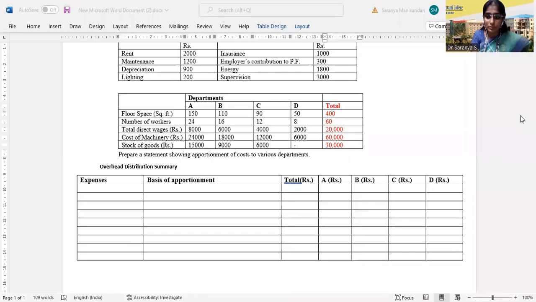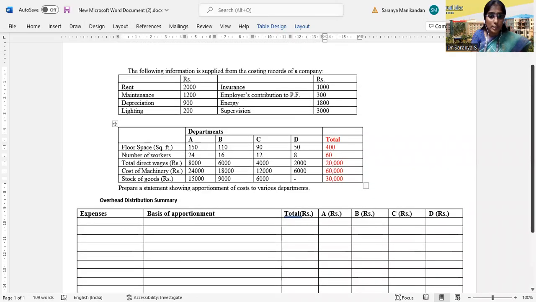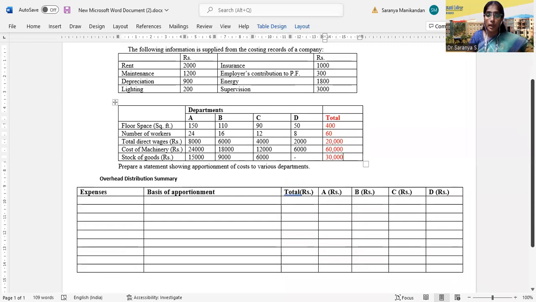Okay, so now we will see one sum. Here you can see the question. The following information is supplied from the costing reports of a company: rent, maintenance, depreciation, lighting, insurance, employer's contribution to PF, energy, supervision. These are the indirect expenses which should be apportioned on some suitable basis. When I say rent, it cannot be allocated, correct? It should be apportioned to all the departments on the best suitable basis.